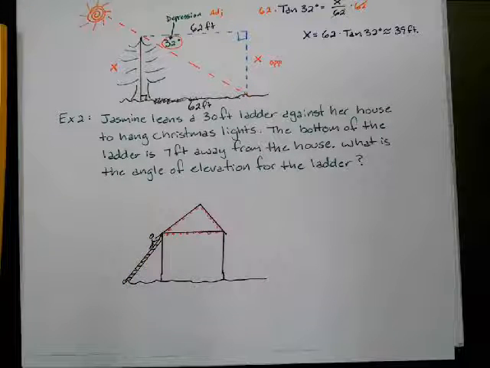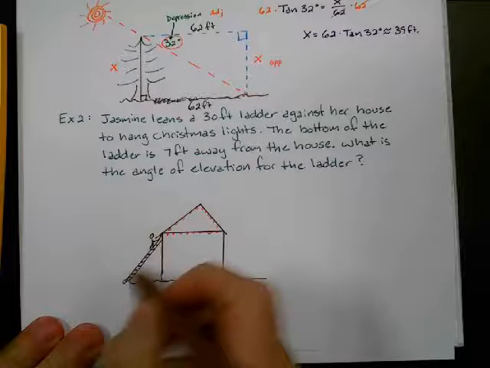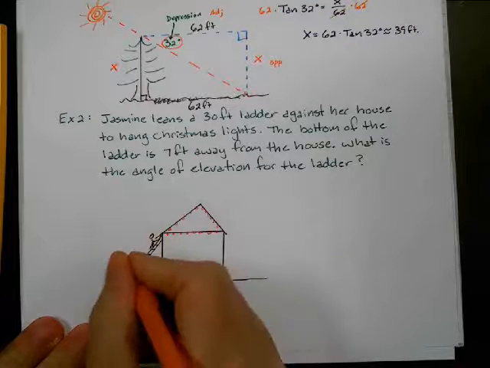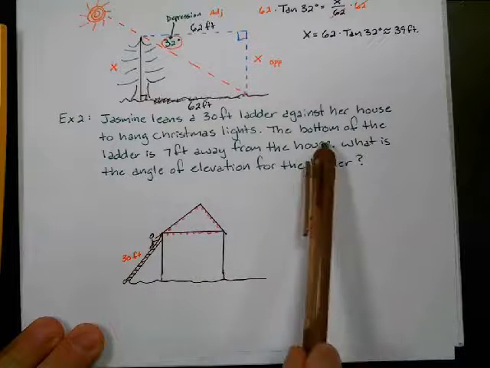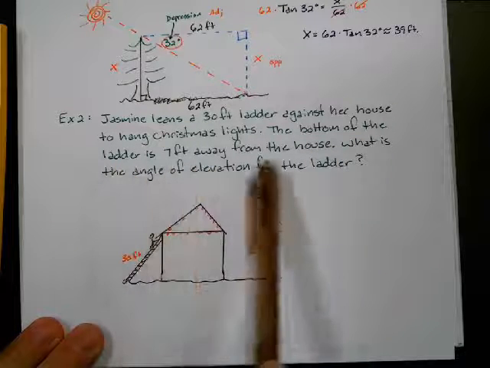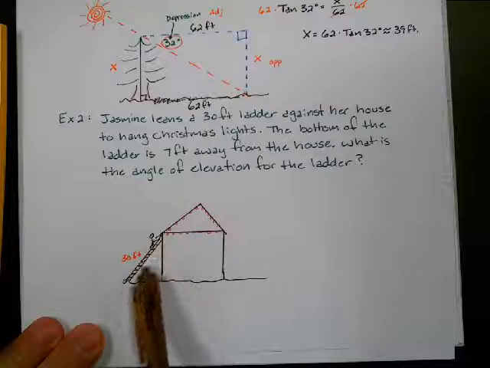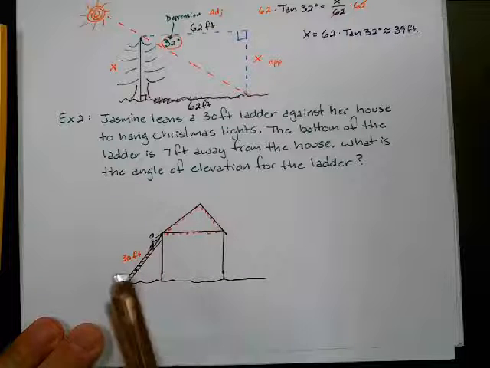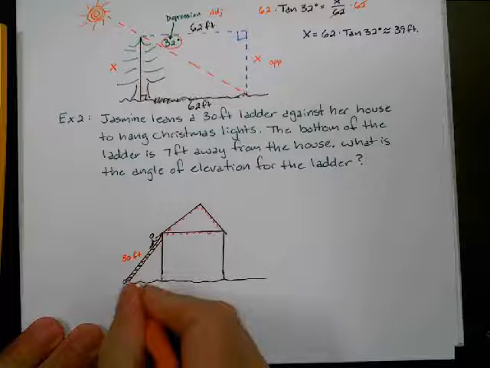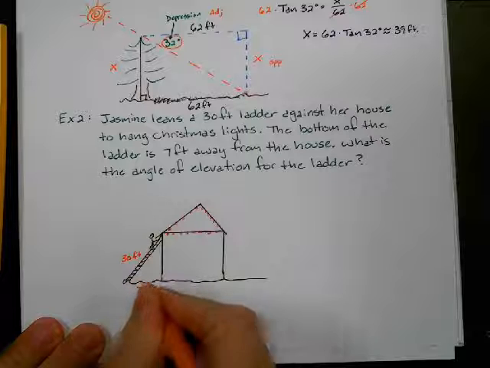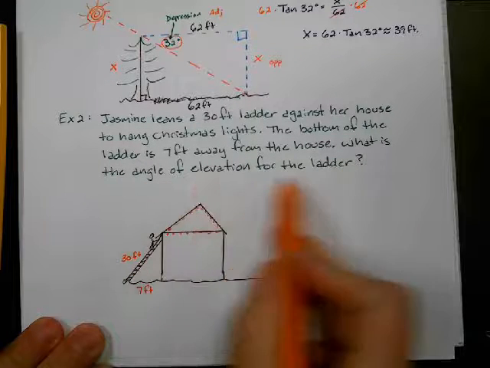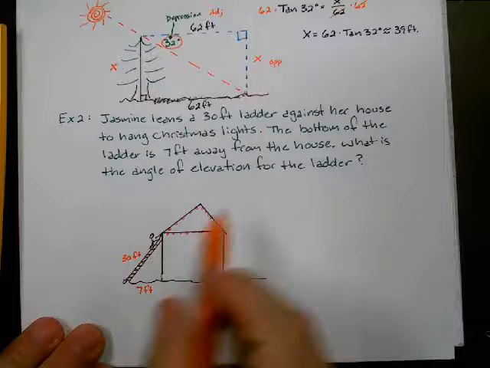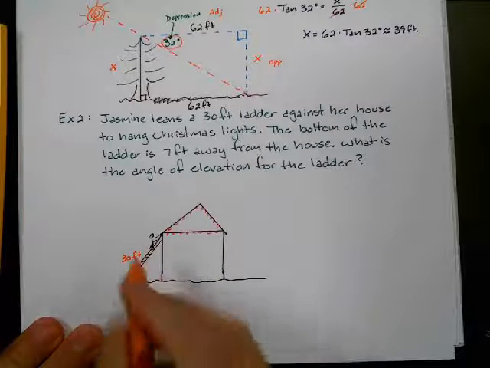All right, so next part. Oh, it's a 30-foot ladder. So this ladder here, that's 30 feet. All right, the bottom of the ladder is 7 feet away from the house. So this is 7 feet. What is the angle of elevation of the ladder? Well, where's the angle of elevation? That is looking up. So we're looking for this angle right here, theta.